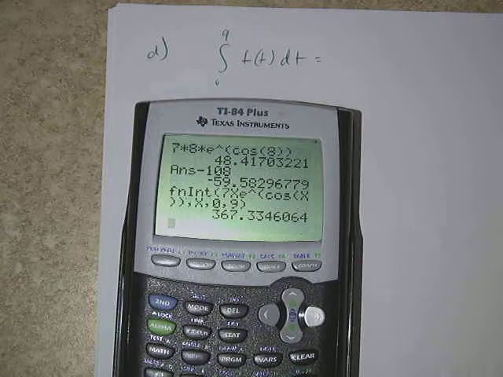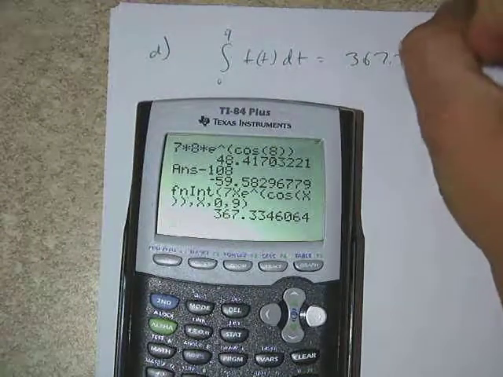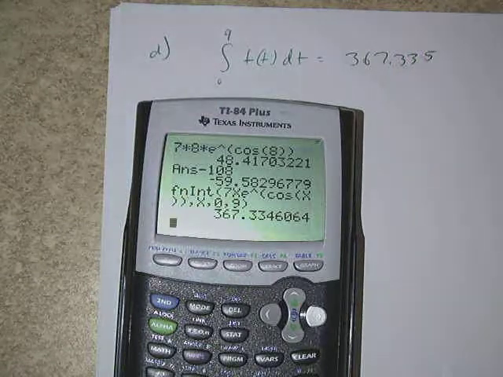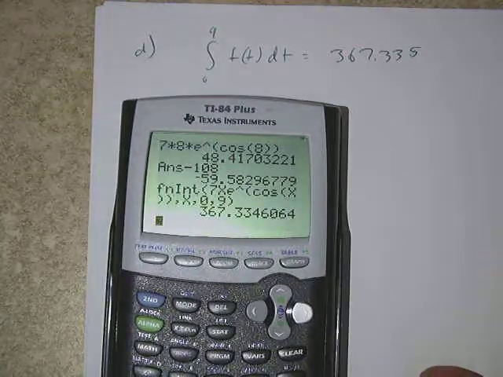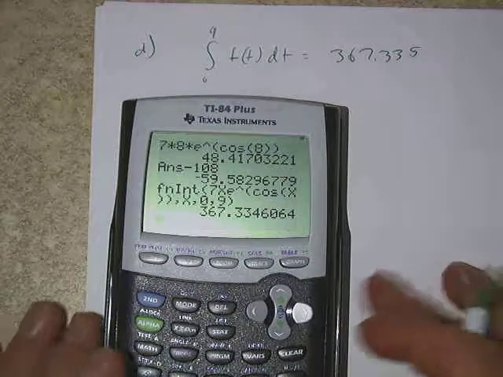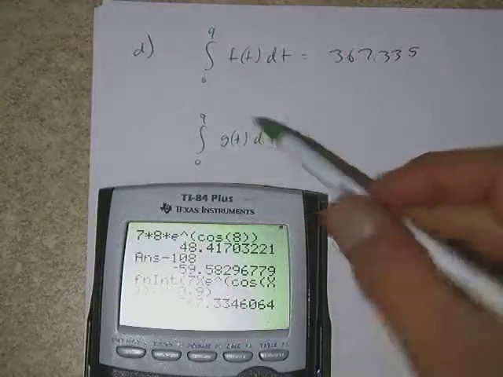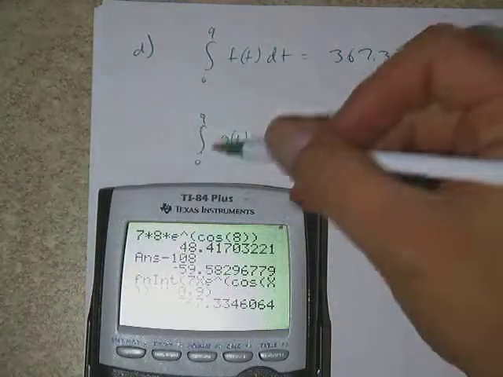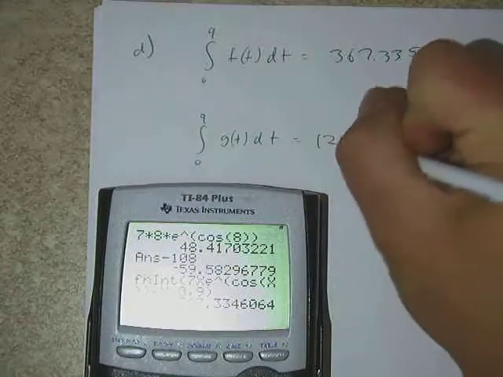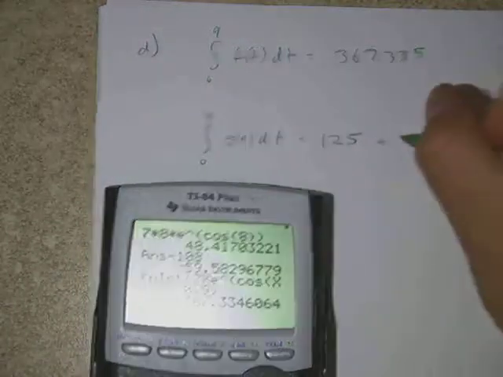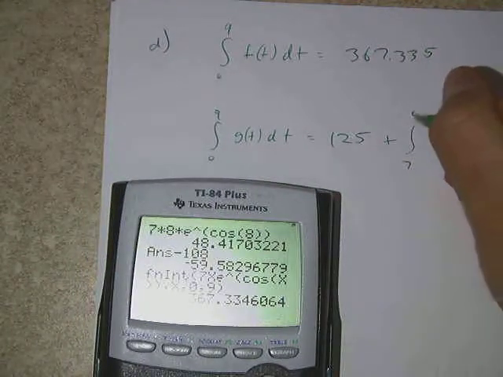We know that our f of t function is, using the calculator, we go from 0 to 9 this time. Our f function, we get 367.335.